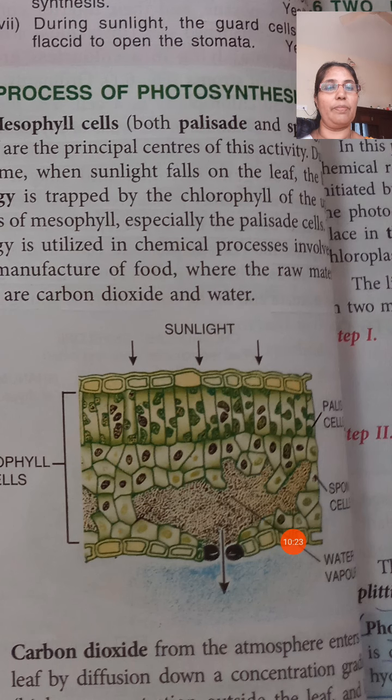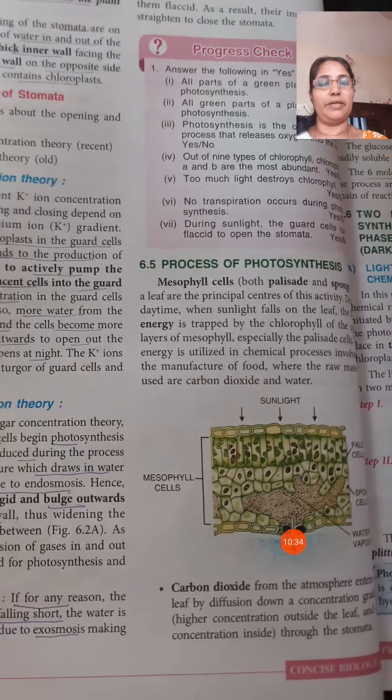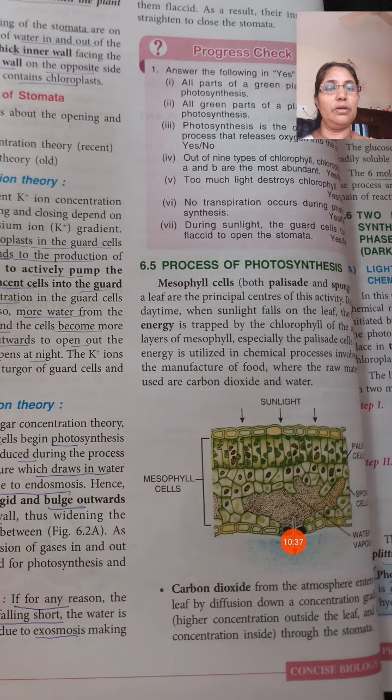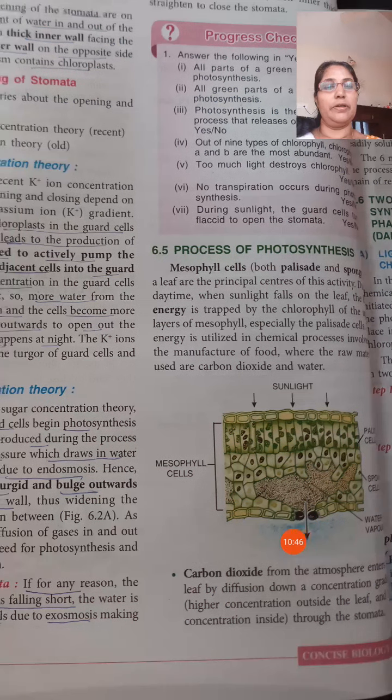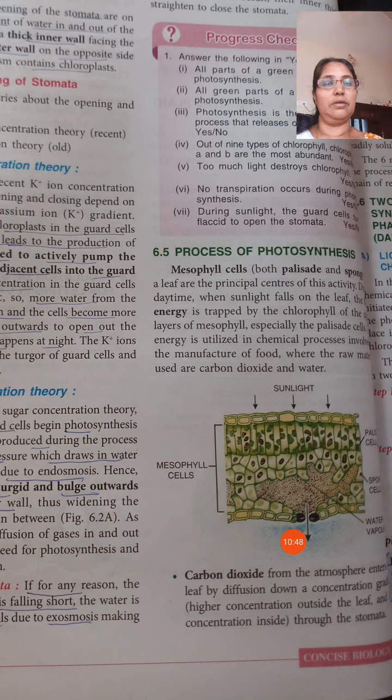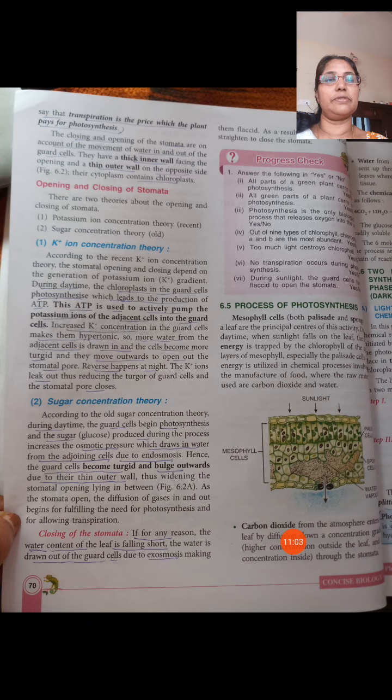Sunlight, you can see the palisade cell, spongy cell, then water vapor. Transpiration also occurs at the time of photosynthesis because the stomata become wider. Then carbon dioxide, also necessary for the production of glucose, may diffuse into the leaf, into the substomatal space. Oxygen produced during photosynthesis may diffuse out from the leaves.